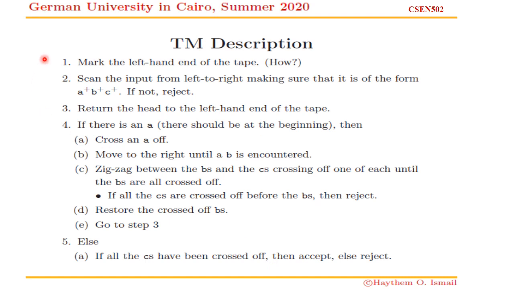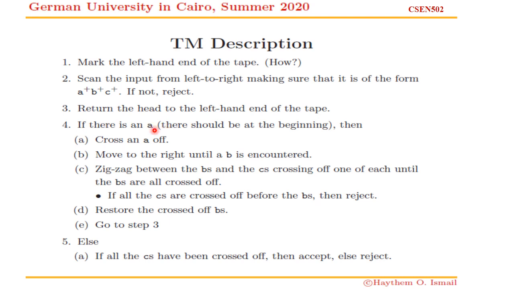So this is the description of what we just demonstrated. You mark the left end of the tape, as we saw with the $ sign. Scan the input from left to right, just one time at the beginning, making sure that it's in the right form. It's one or more a's, followed by one or more b's, followed by one or more c's. The symbols appear in the right order. If they don't, then reject. If they do, return the head to the left-hand end of the tape.